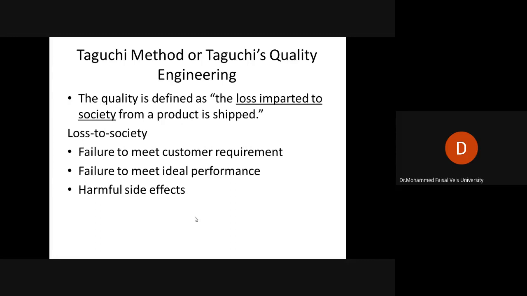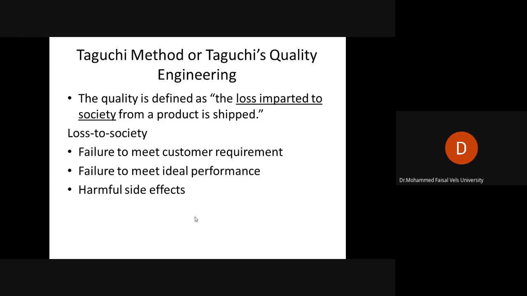Another important thing to keep in mind: what is the loss to the society? Failure to meet the customer requirement. For example, you buy a mobile phone and it's not working up to your level. There is a problem in the screen, or in the battery, or some related problem. That failure, he says, is a loss to the society. Even if the phone works, it may not be working up to the performance level.